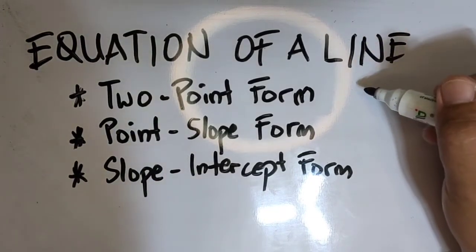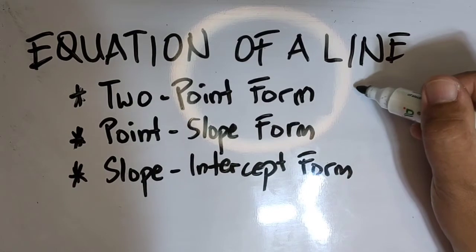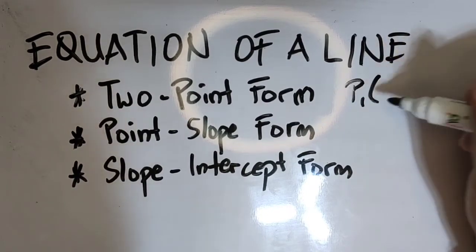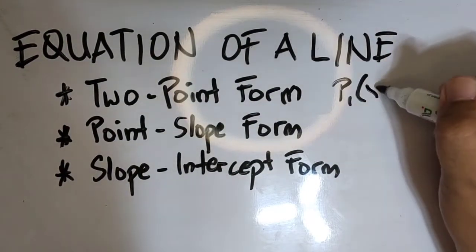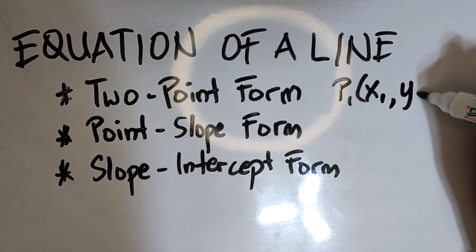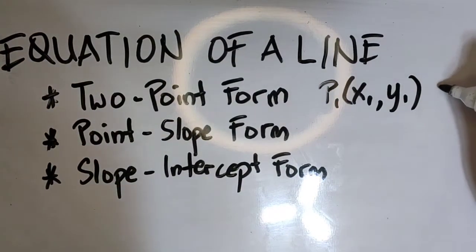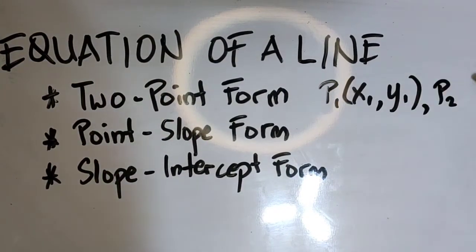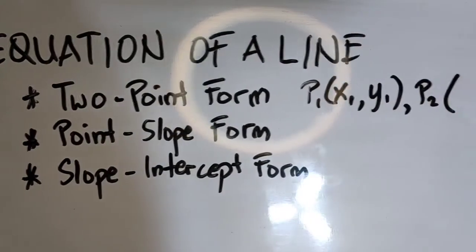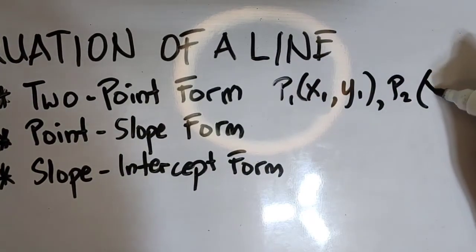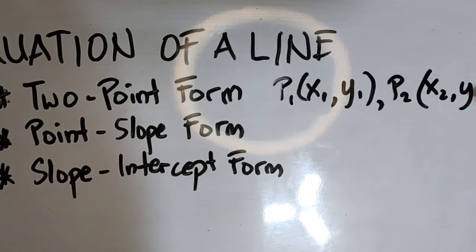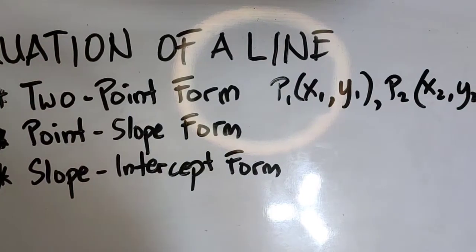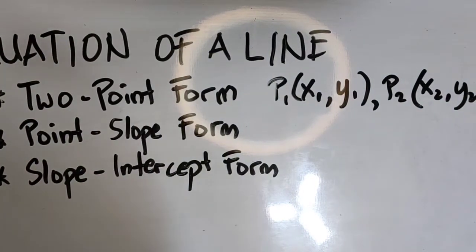So dito, meron tayong dalawang given points. We have point 1 with coordinates x sub 1 and y sub 1. And then we have point 2 with coordinates x sub 2 and y sub 2. Okay? So this is two-point form.